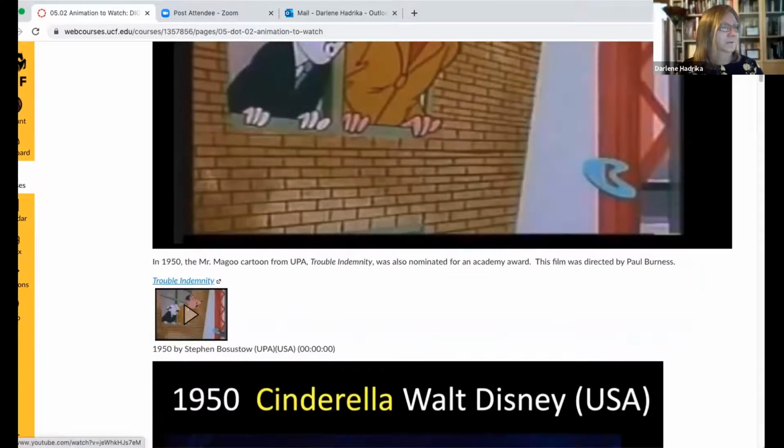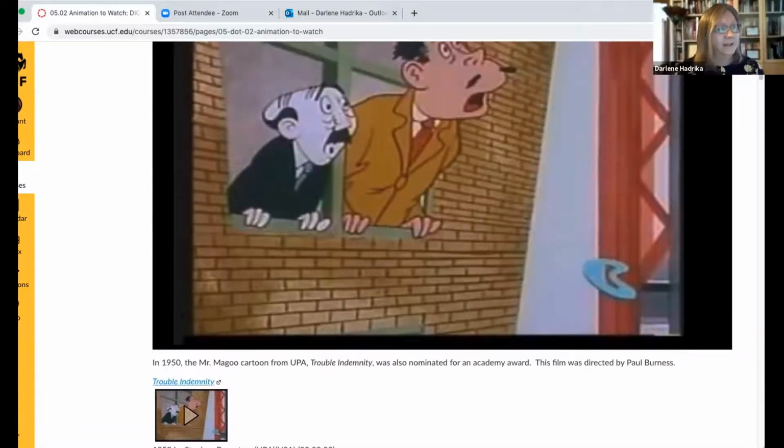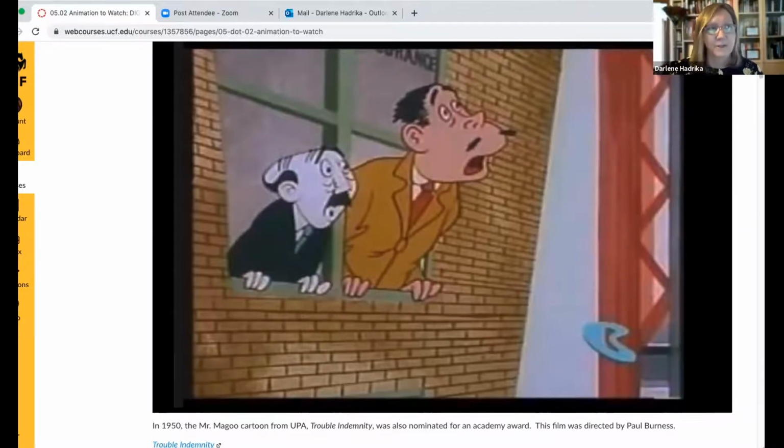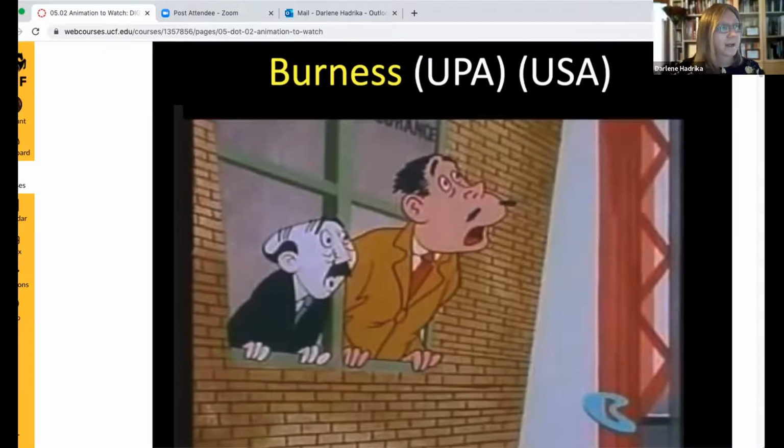All right, so Trouble Indemnity is a Mr. Magoo cartoon. And I think we looked at a little bit of Ragtime Bear last time, didn't we? Which was the first Mr. Magoo cartoon. So Trouble Indemnity is another Mr. Magoo cartoon. And UPA was famous for Mr. Magoo. It was a character that they developed, and there really was a series from UPA.